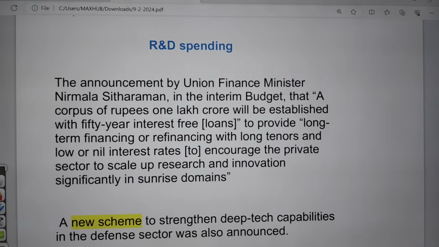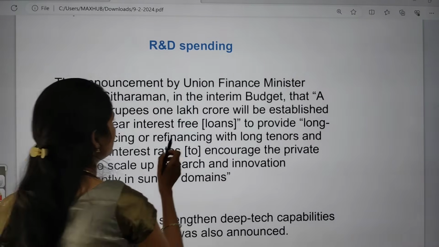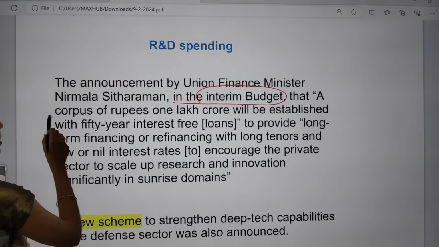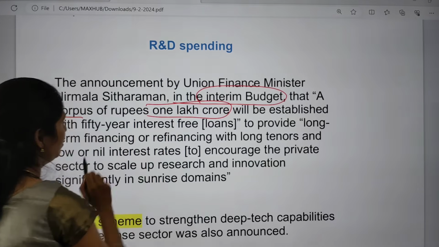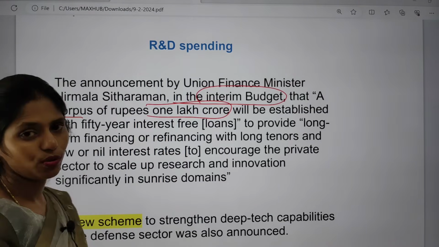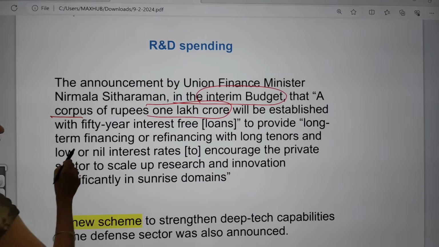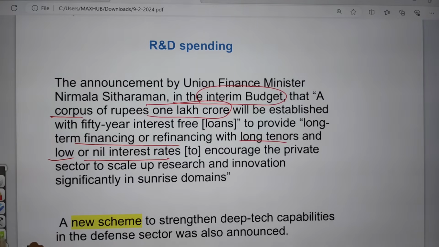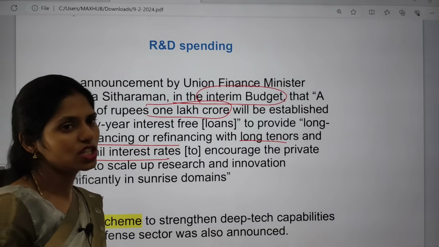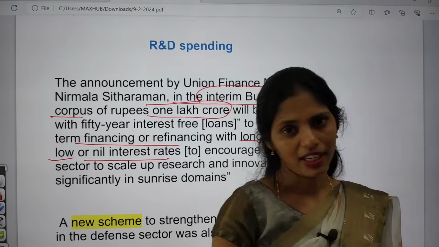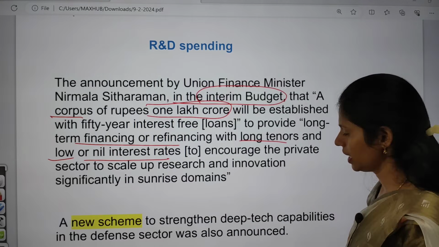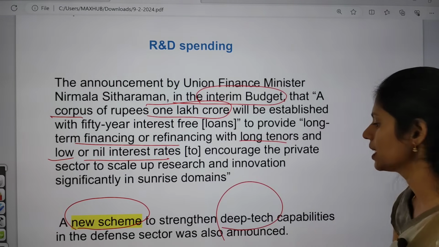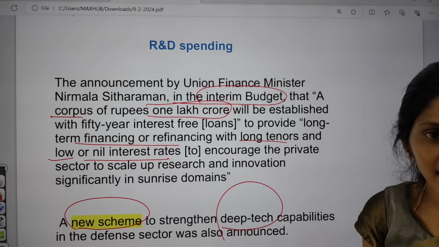Okay. So why is it in the news? Because our Union Finance Minister announced in the interim budget, that is the budget before the polls, that a corpus fund of rupees 1 lakh crore will be established. And it is providing long term financing or refinancing with long tenors and low or nil interest rates to encourage the private sector. So especially the government is encouraging the private sector to enter into research and development technology. And they also announced a new scheme focusing on strengthening of deep technology capabilities. That too in which sector? In the defense sector.